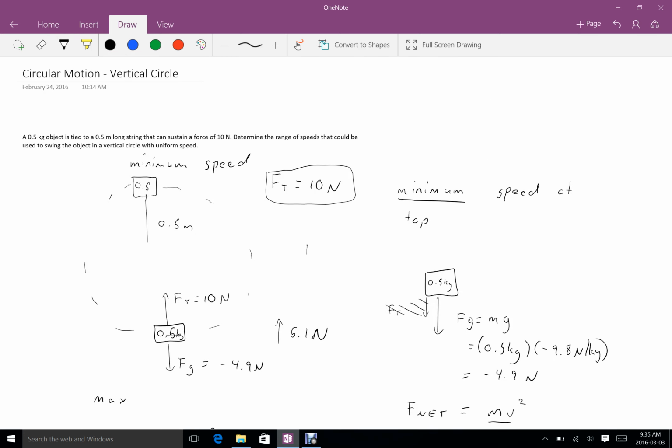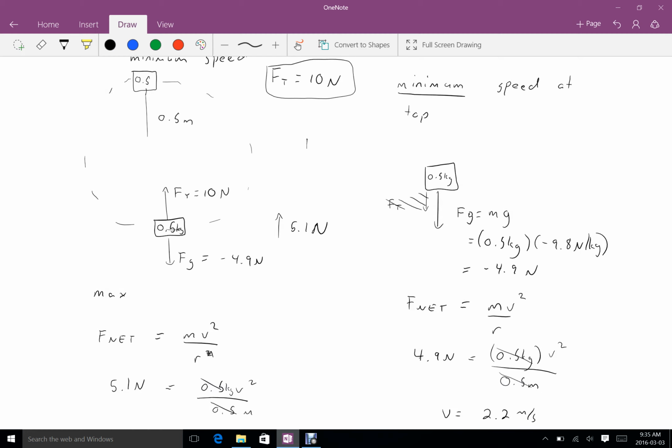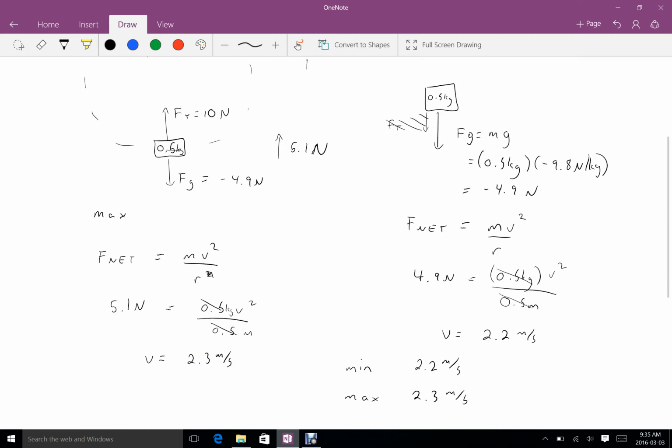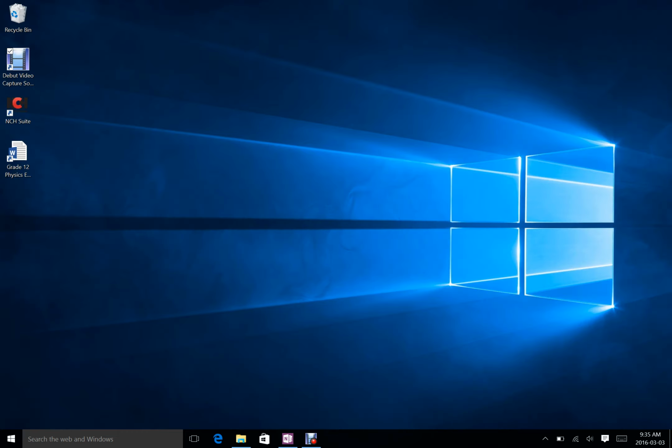We looked at the top. We set the force of tension to 0 and had the force of gravity being the only thing maintaining the circular motion at the top. That created as small a force as possible and led us to as small a velocity as possible. Then we looked at the bottom, recognizing that the force of tension has to overcome the 4.9 newtons. We know that this is the first point where the string will break if it's going too fast, so this represents our maximum speed.